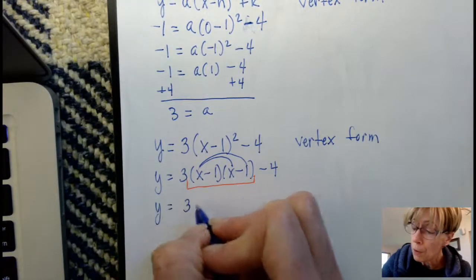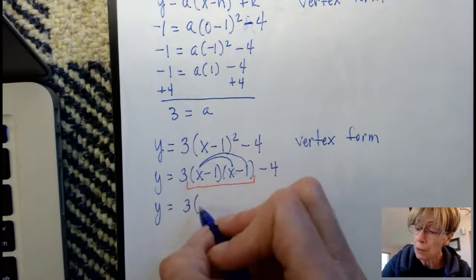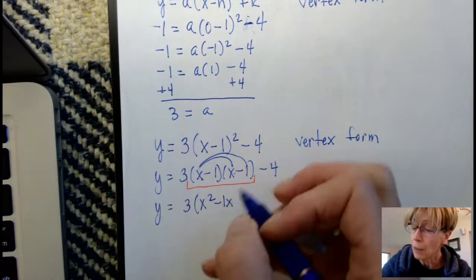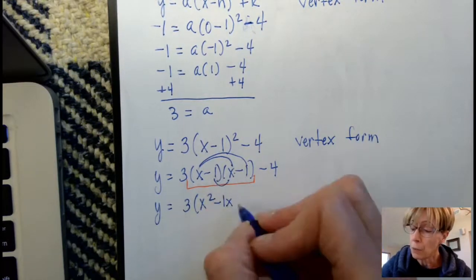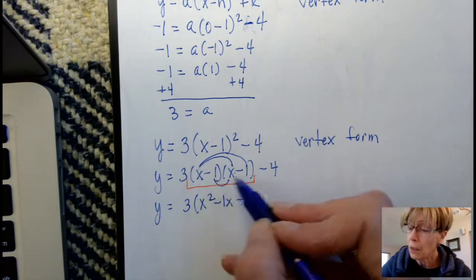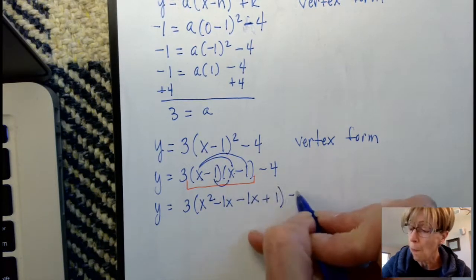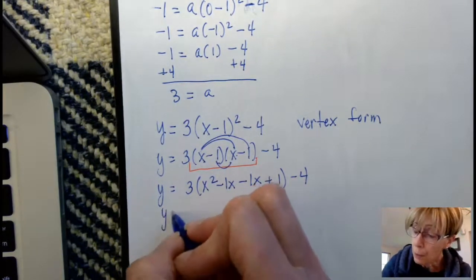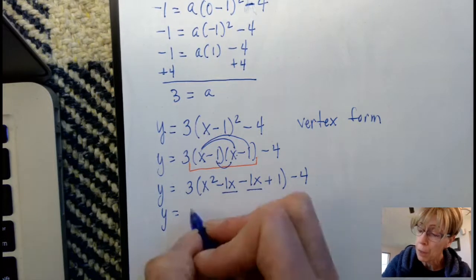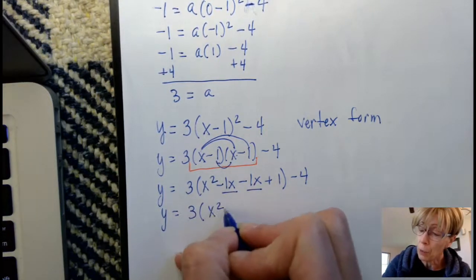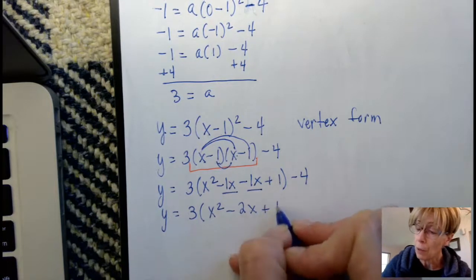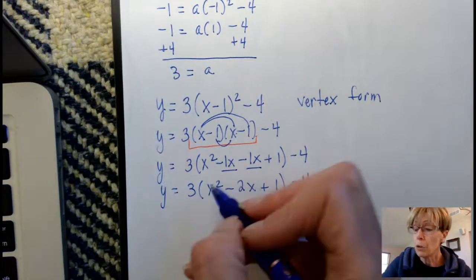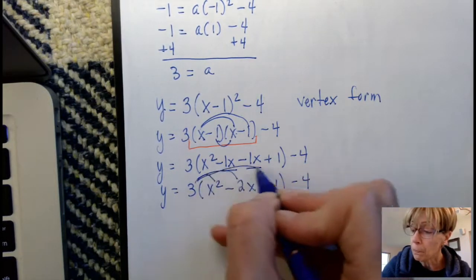You don't have to, but I'm going to combine like terms here. And we get 3 times (x squared minus 2x plus 1) minus 4. And then we're going to distribute, equals 3x squared. 3 times -2x is -6x. 3 times 1 is 3. Combining like terms, we get y equals 3x squared minus 6x.